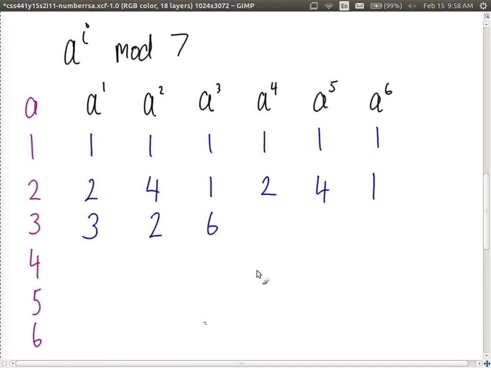Can someone tell me the answers so I don't have to calculate? 3 to the power of 4, mod 7, is 4. 3 to the power of 5, mod 7, is 5. 3 to the power of 6, mod 7.